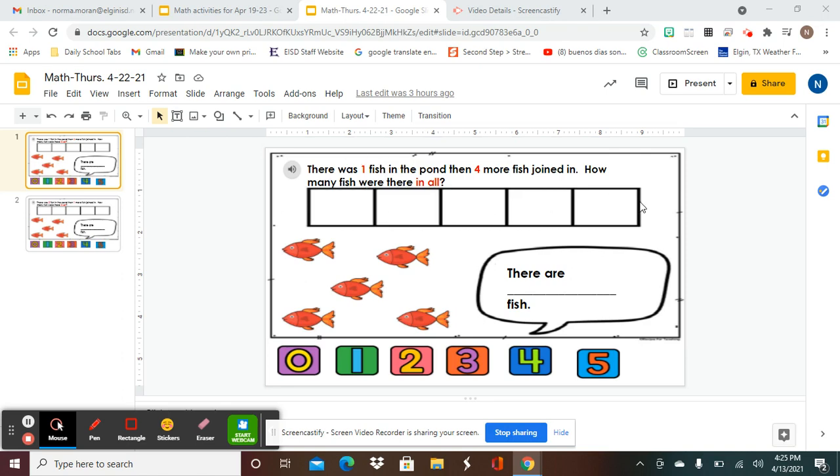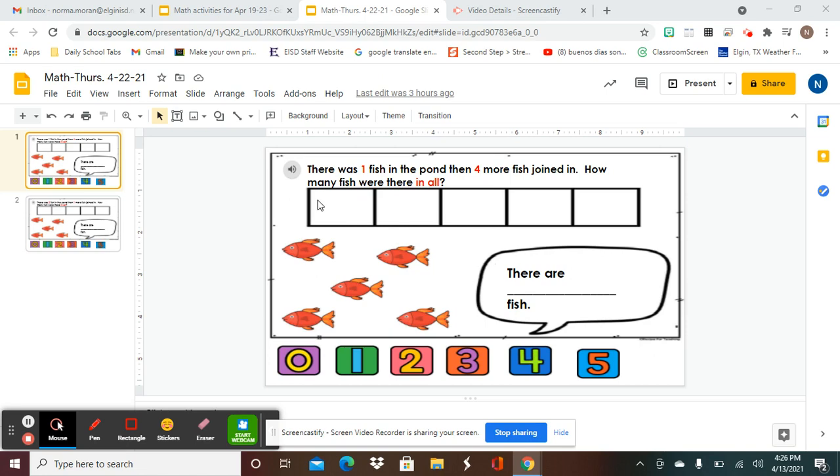We're using this 5 frame. You're going to be moving these objects or fishes up here. There's only 1 fish per square. You can't put 2 in 1. And then after you put all the fishes that they ask you for in the word problem, you're going to count them. And then you're going to put the answer right here. So you can move one of these numbers up there.